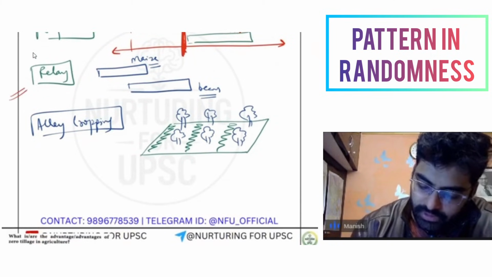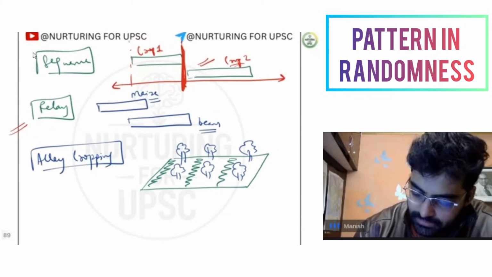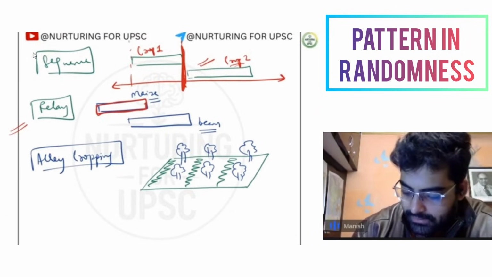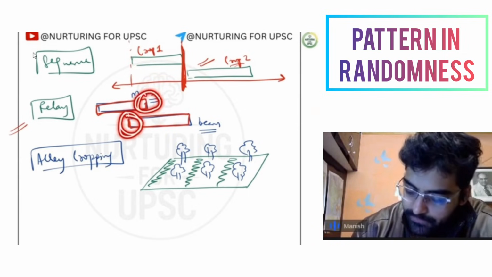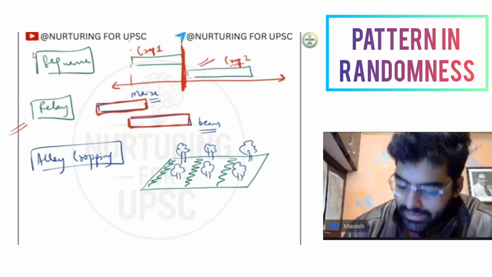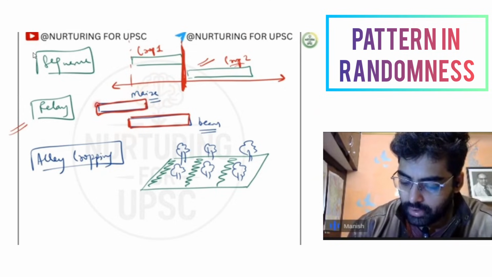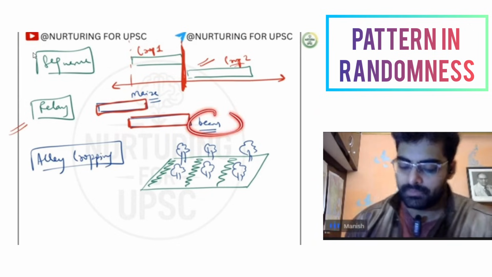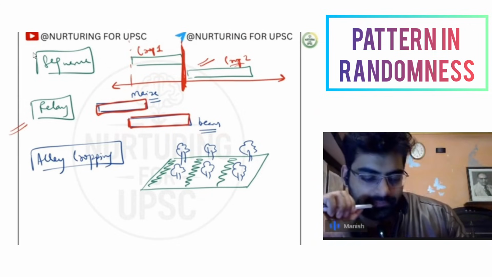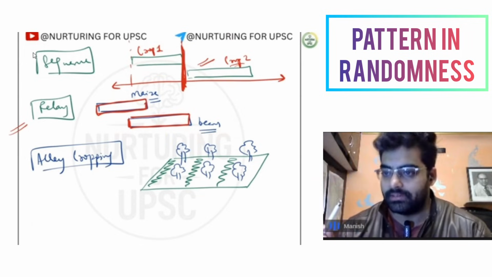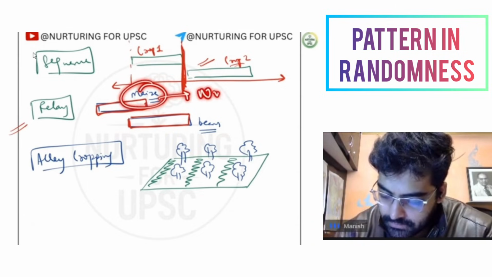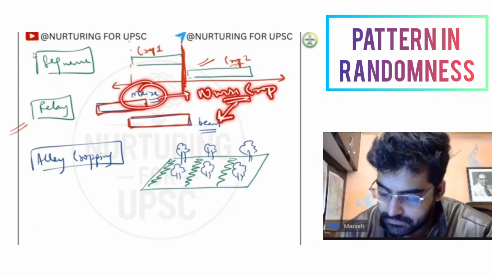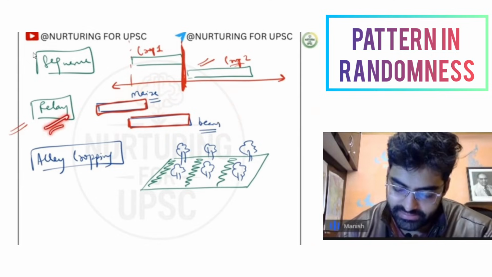In relay cropping, what we do is, even before harvesting the first crop, we plant the second. So the timeline of the second crop will start before the harvesting of the first crop. An example can be maize. Maize is the first crop, and before we even harvest maize, we plant beans. Why we do relay cropping is because some crops require shade to grow, or we can say a nurse crop. So maize is a nurse crop for beans. All right, and this is known as relay cropping.